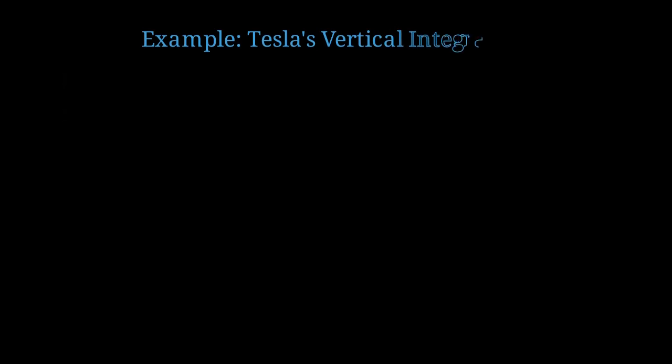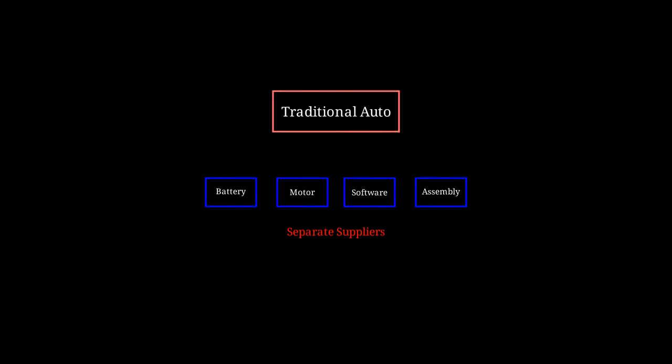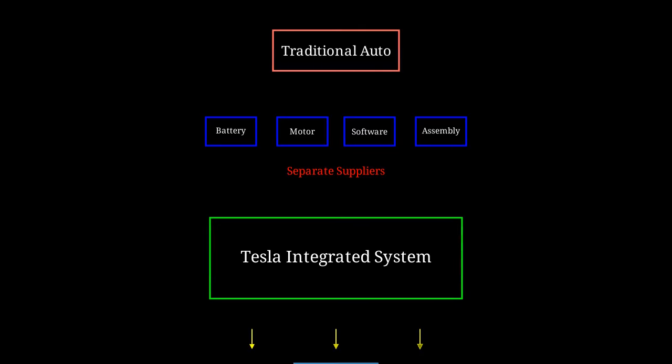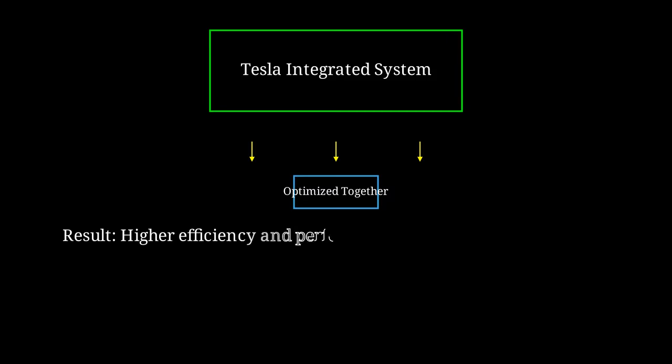Look at Tesla. Most car companies buy batteries, motors, and software from suppliers. They just assemble components. Traditional automakers buy these components from different suppliers. Each is optimized independently. Tesla designs the battery, motor, and software together as one integrated system. This allows for much better optimization. The result is higher efficiency, better performance, and lower costs. The whole is greater than the sum of the parts.